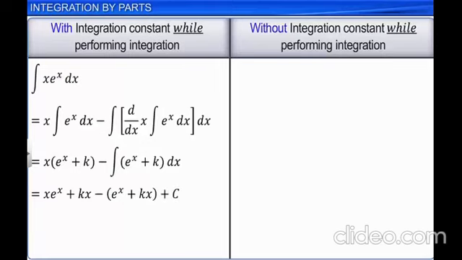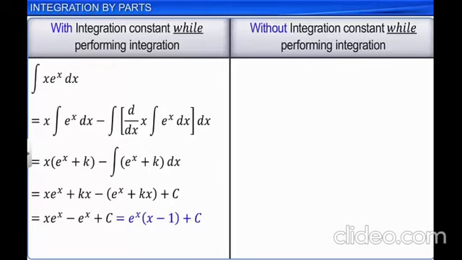Therefore, integral of x e power x is equal to e power x into x minus 1 plus c. Now, we will see what happens if we do not add the integration constant while performing the integration.